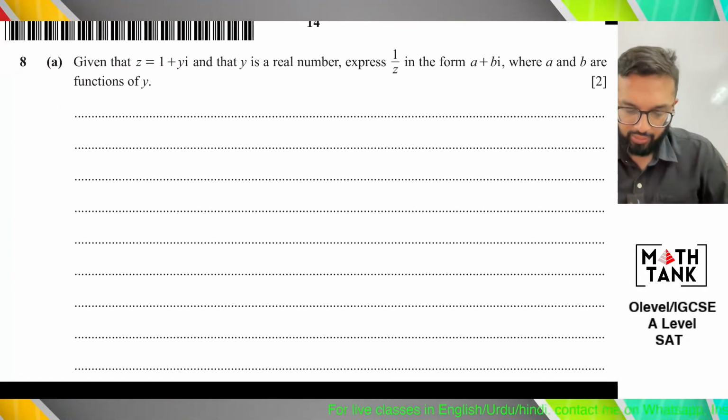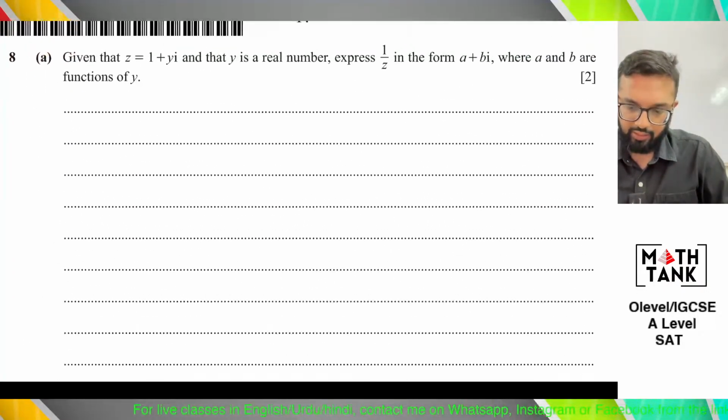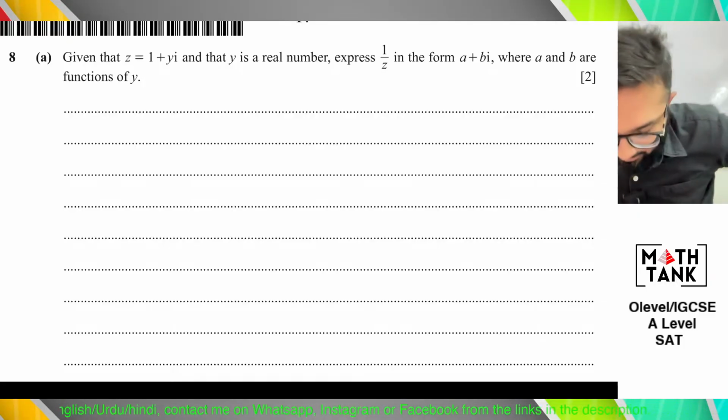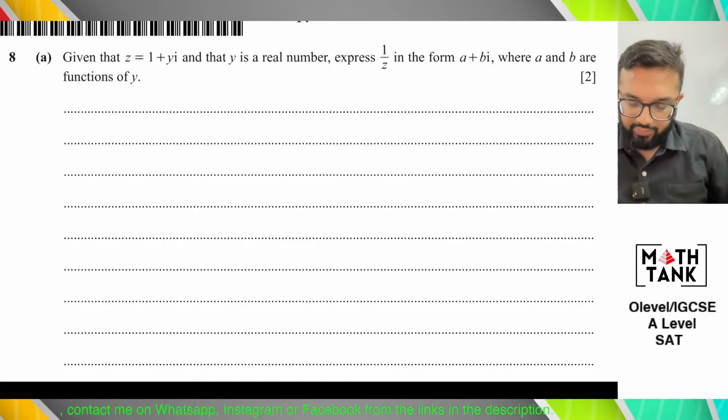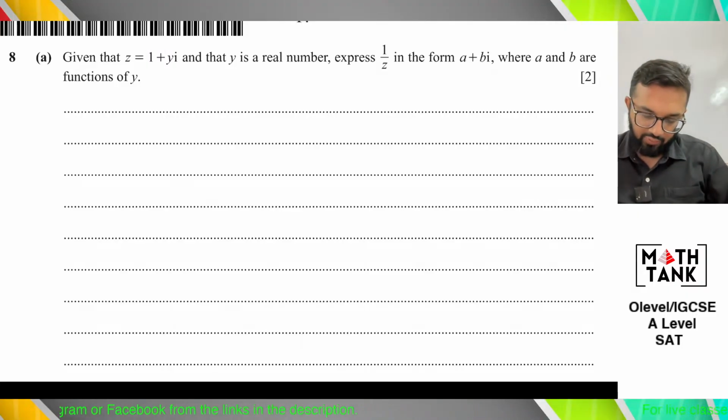Okay, question number 8 is where it gets a little tough. It says, given that z equals 1 plus iy and y is a real number, express 1 over z in the form a plus bi, where a and b are functions of y.